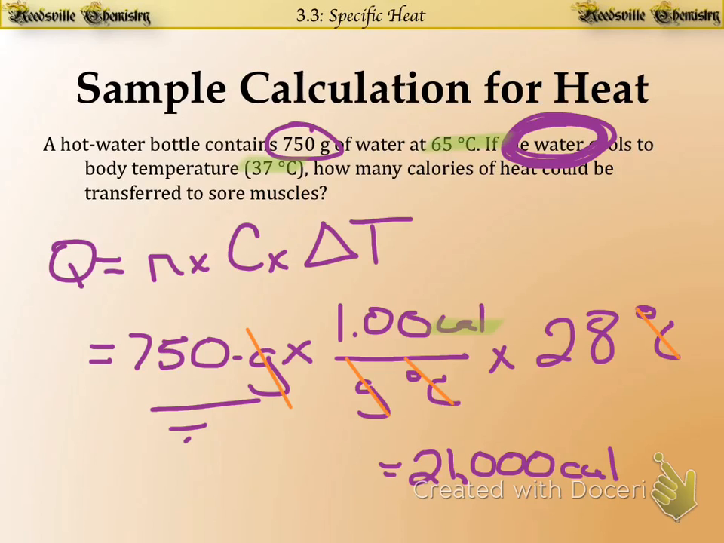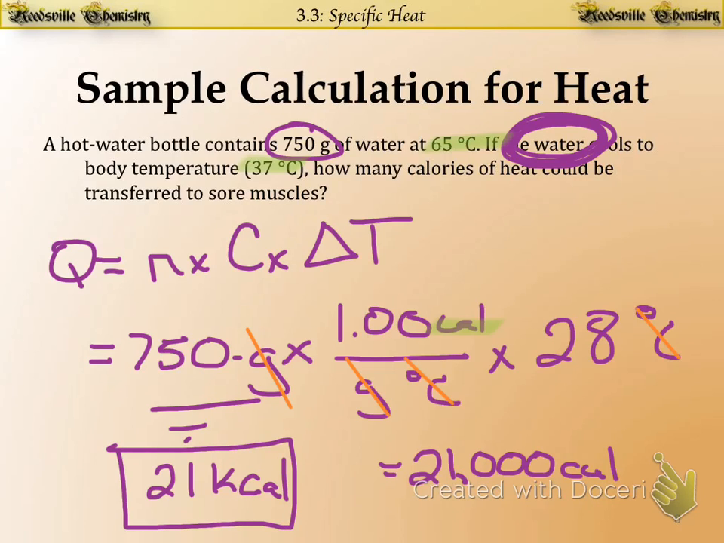Okay, that's a huge number. So we could also report that like this. We could say 21 kilocalories, which are the same as food calories. So it'd be like 21 food calories, that much energy being transferred to your sore muscles. Okay?